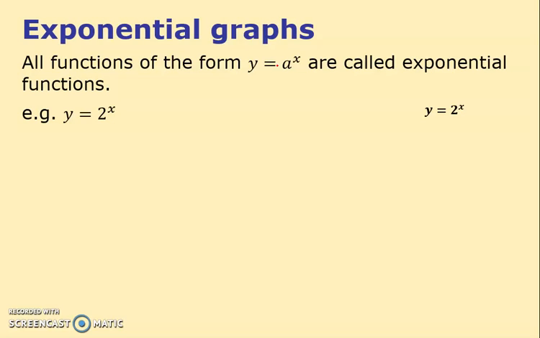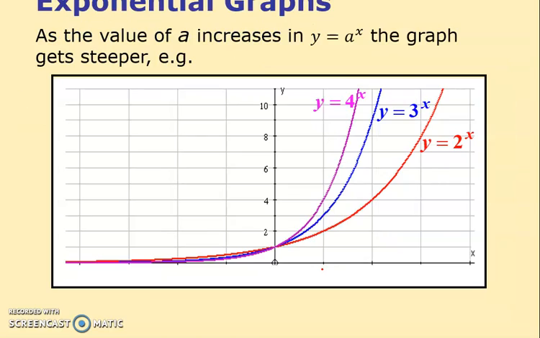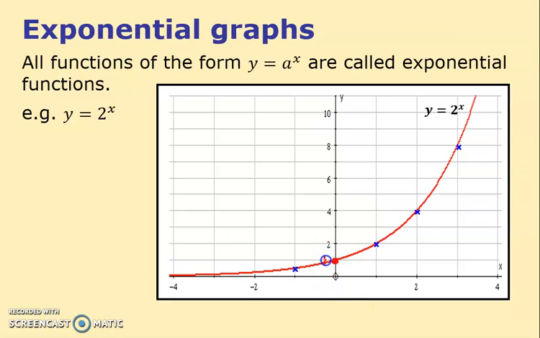So anyway, all functions of the form y equals a to the x are called exponential functions. Y equals 2 to the x then. It looks like this. So notice this graph crosses here at 1. This is a very important aspect of these. All these standard graphs cross at 1. So just bear that in mind.